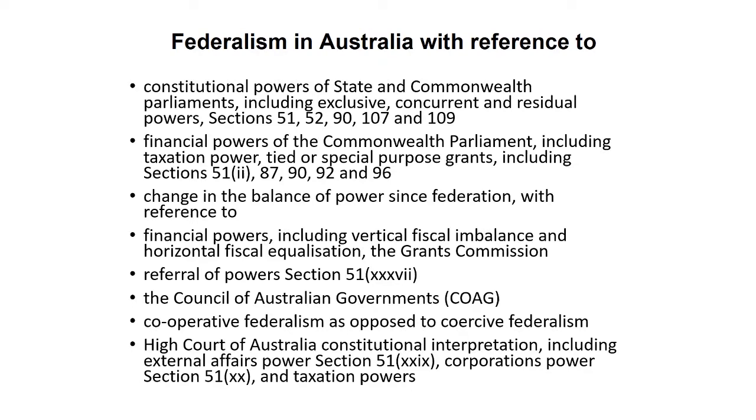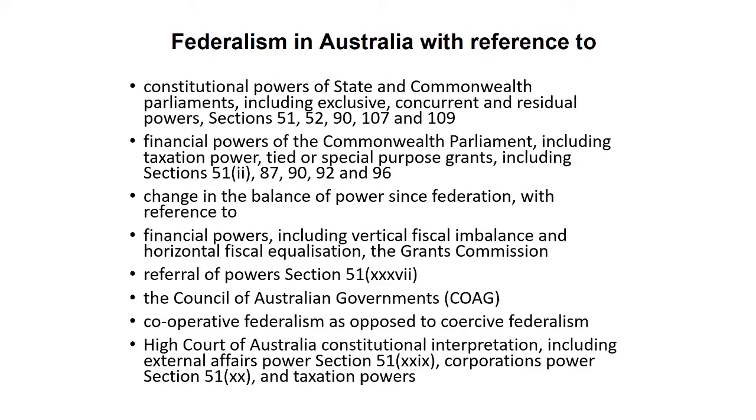You have to know something about federalism in Australia with reference to the constitutional powers of state and commonwealth parliaments, including exclusive, concurrent and residual powers, and those following sections 51, 52, 90, 107, 109. The financial powers of the Commonwealth Parliament, including taxation power, tied or special purpose grants, including section 51 subsection 2, 87, 90, 92 and 96. The change in the balance of power since Federation with reference to financial powers, including the vertical fiscal imbalance, the horizontal fiscal equalisation and the Grants Commission.